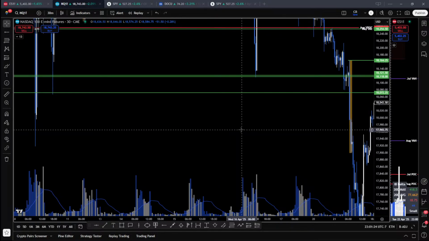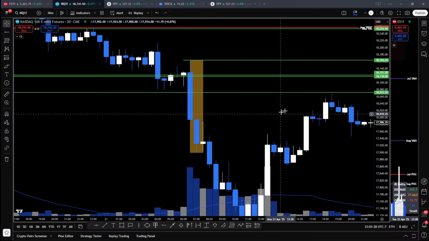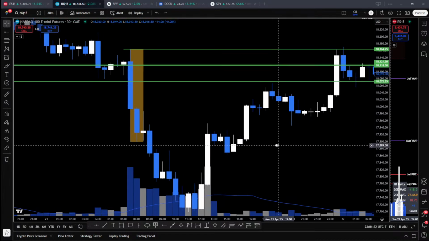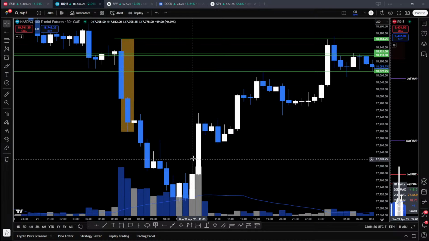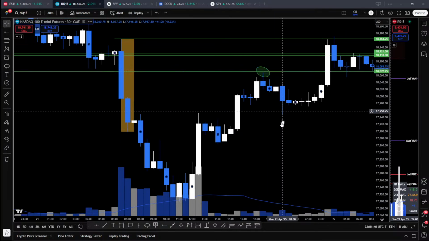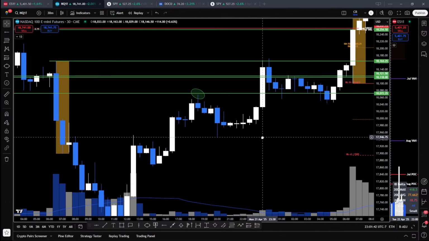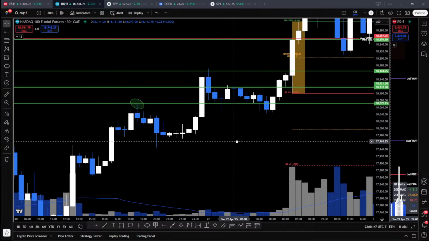From that, I drew that line and thought that this level was going to be more respected, or 18164 would be more respected. And then basically right after I drew this, we opened the next day and we got a nice rejection from right there, a nice sell-off. Just showing you guys, it's not doing anything really crazy, right?